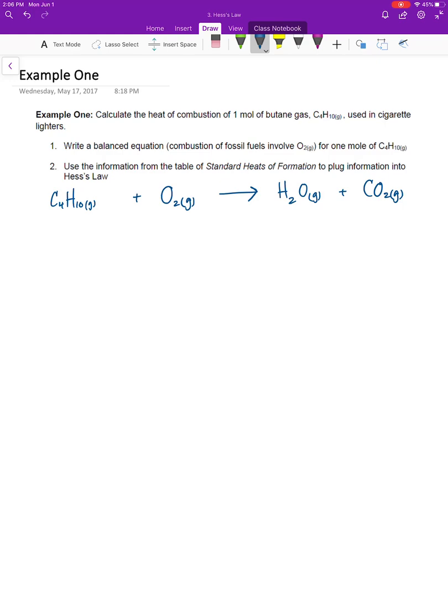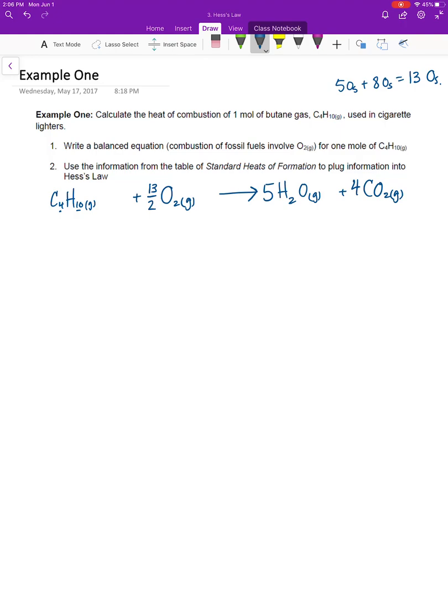So let's do our carbons first. Here I've got 4 carbons, so I'm going to put a 4 in front of my carbon dioxide. I've got 10 hydrogens, so I'm going to put a 5 in front of my water. And then I need to total up my oxygens. For my water, I get 5 oxygens, and then I get 4 times 2 is 8 O's from carbon dioxide. So I'm going to end up with 13 oxygens. Okay, so again, normally we wouldn't leave this as a fraction, 13 over 2, but because we're only calculating for 1 mole of butane, we're going to leave that as 13 over 2.